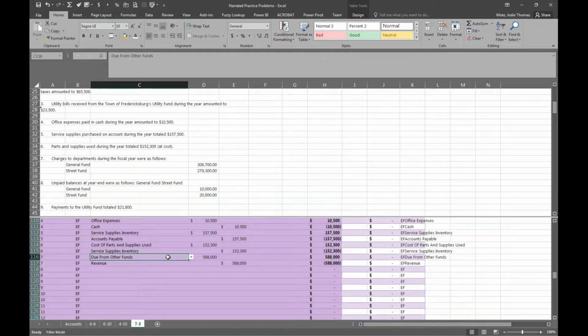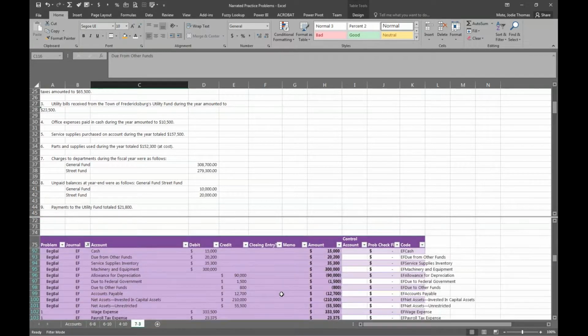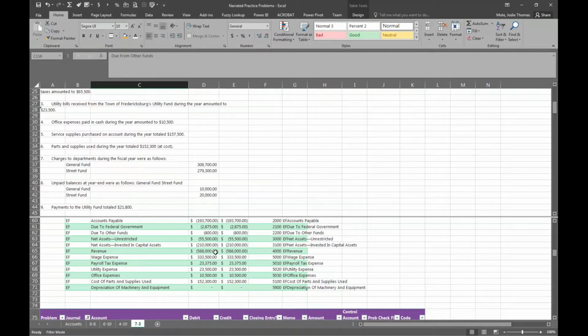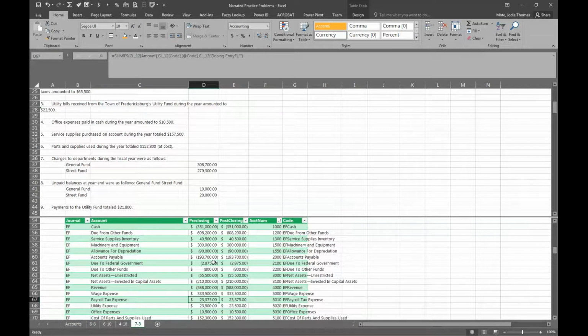So let's do this. Instead of making a T account, we'll still do our work up here off to the side, but let's scroll back up to our trial balance, and we'll see that due from other funds has a $608,200 balance, and it needs to be a $30,000 balance. That's what the problem is telling us is the current balance in the account, and what we're solving for here is the amount of receivable that we've received in cash this year.